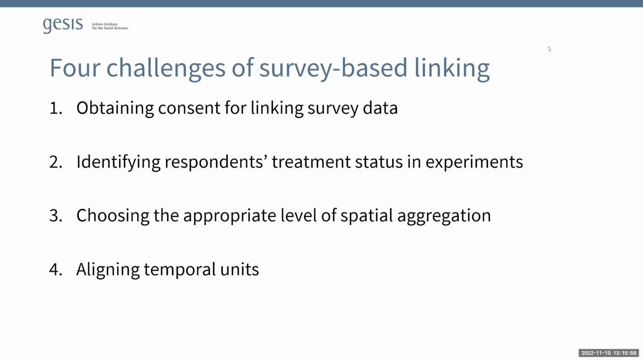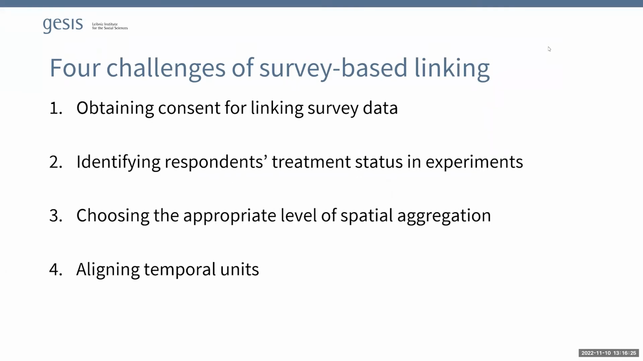The third one is a classical problem from data analysis in geography that now applies also, of course, to social sciences, is choosing the appropriate level of spatial aggregation if you're doing georeferenced analysis. And the fourth one is also linked to one of the dimensions of our data space, is aligning temporal units, because your data often do not refer to the same time points.